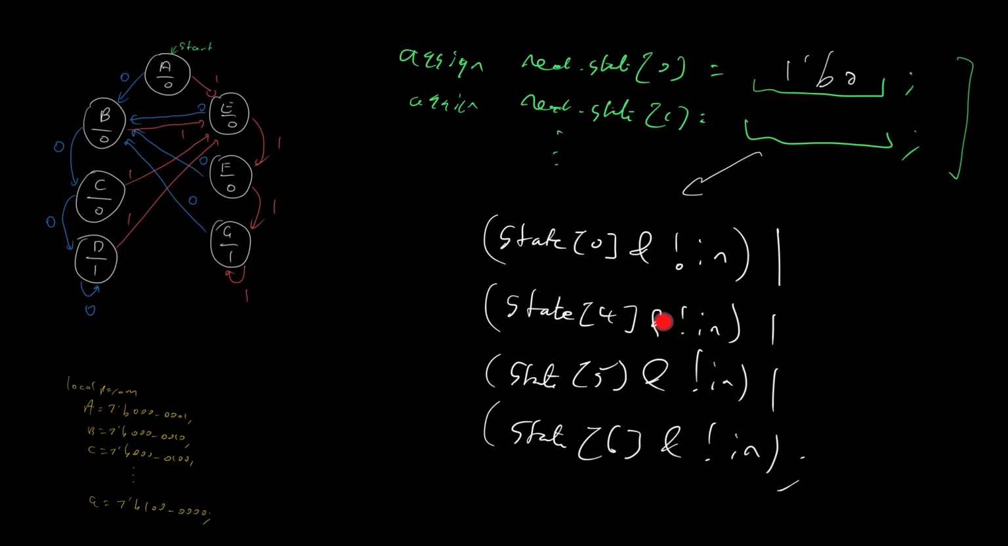And each one of these is going to be a 1 if we are in this state and the input satisfies this condition. Not in is going to be true whenever in is 0. So this expression here gives us a 1 when the input's 0 and we're in the state corresponding to bit number 4 being a 1, which in this case is state E.